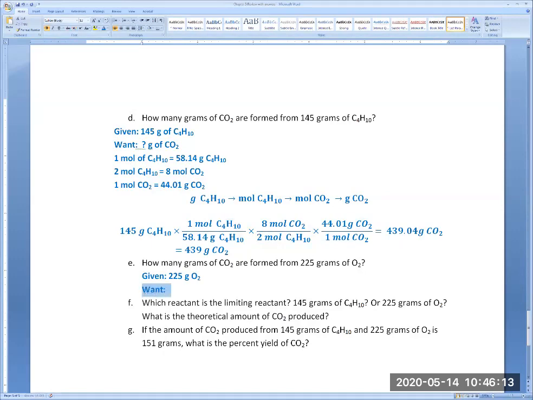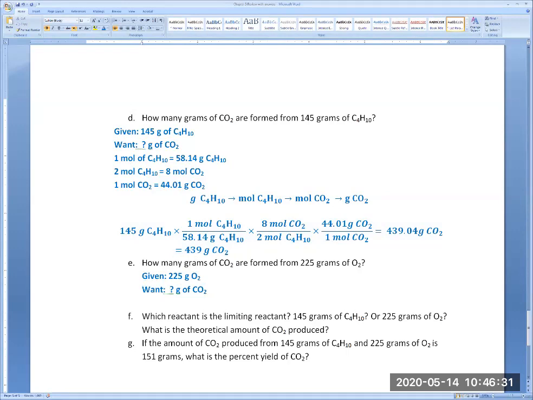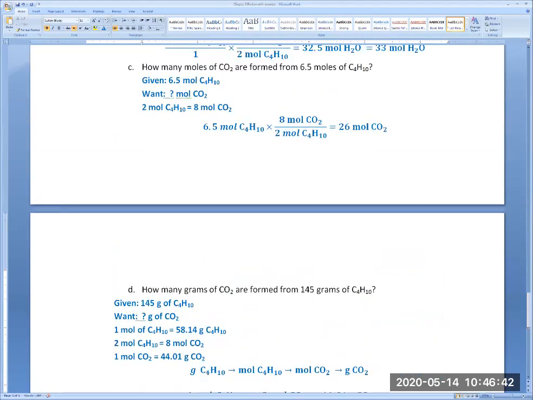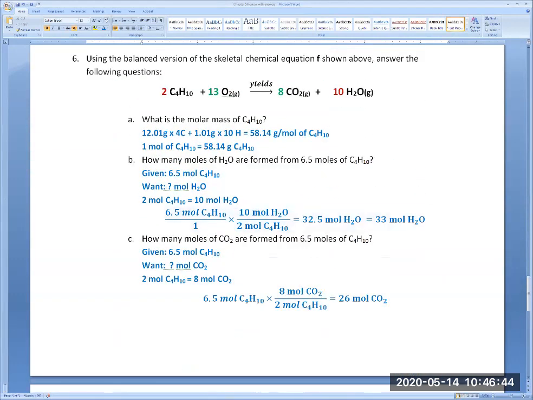What do we want? The question is asking for how many grams of CO2, right? So grams of CO2 that are made when you are burning 225 grams of oxygen. So again, it's a gram to gram conversion, and it's grams of something to grams of something else. And you know, you cannot change that without having a chemical equation given.